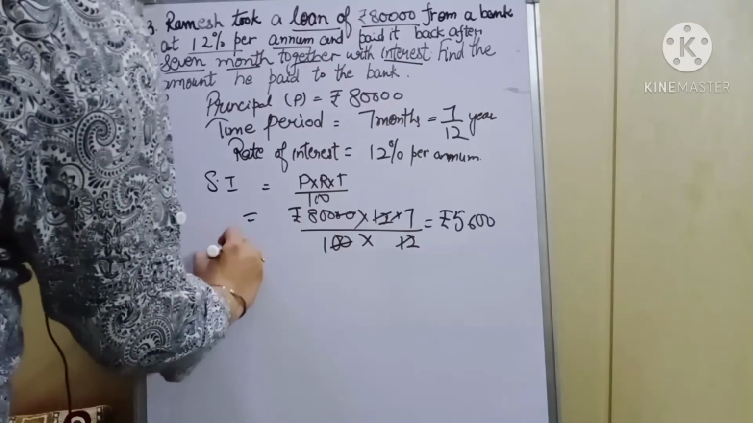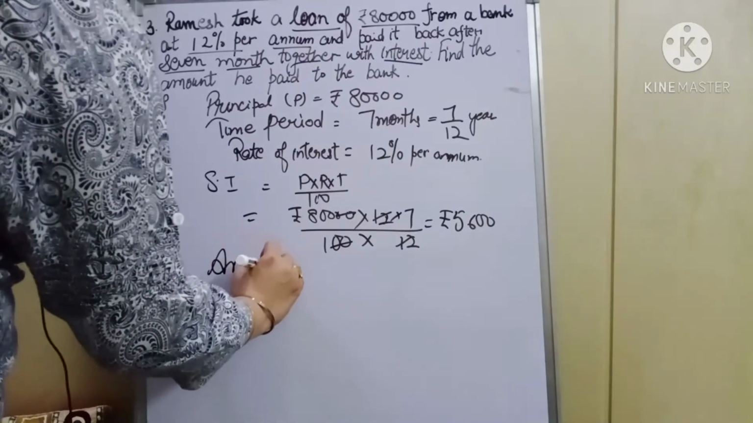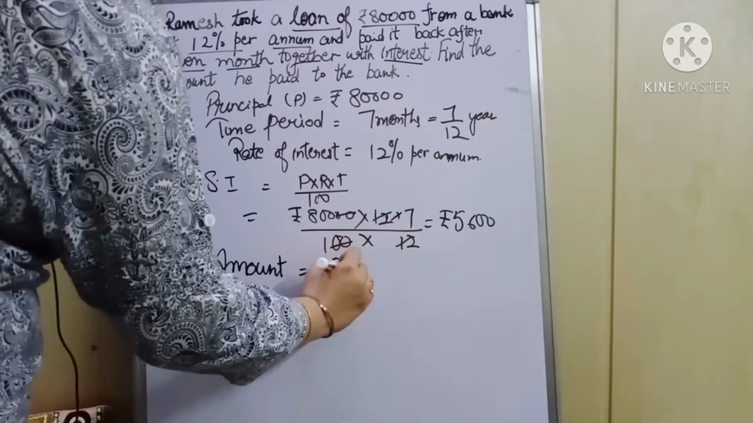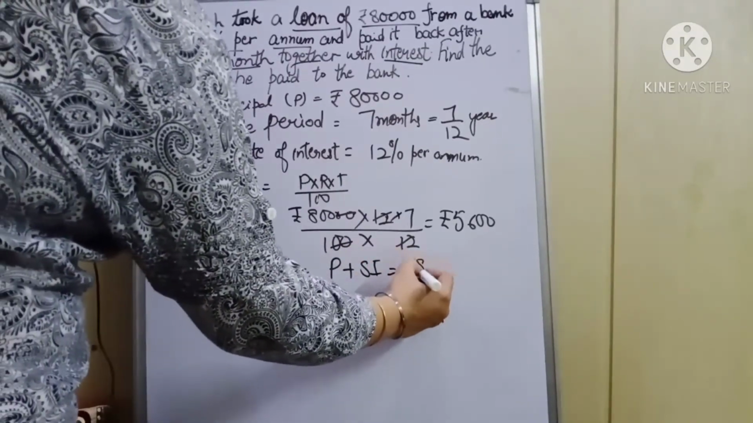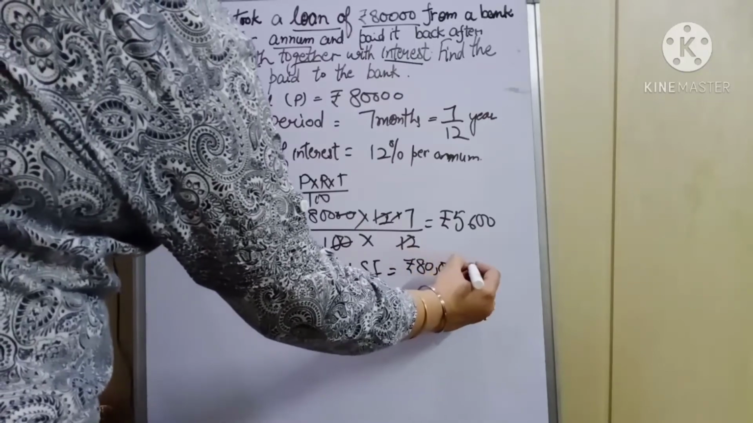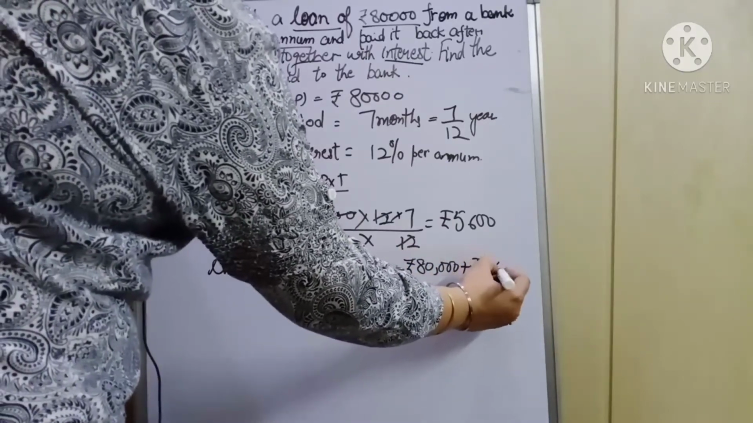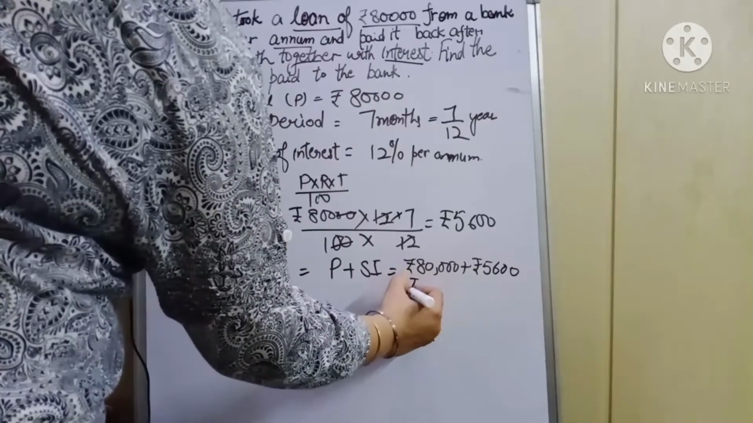Amount. Amount is equal to principal plus simple interest. Principal rupees 80,000, simple interest rupees 5,600.